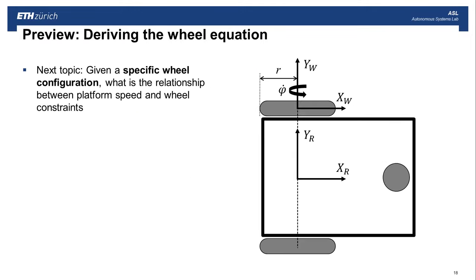Okay, with that, we've given a basic overview of wheeled locomotion. And in the coming segments, we will look at the relationship between a specific wheel configuration and the platform speed.